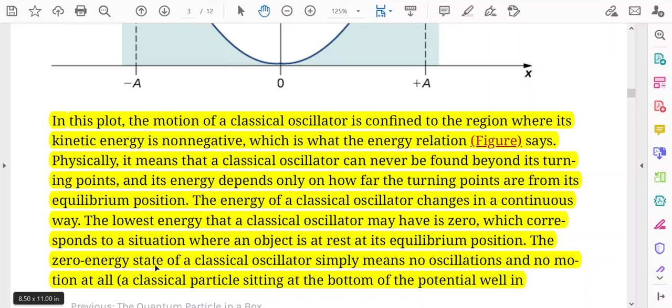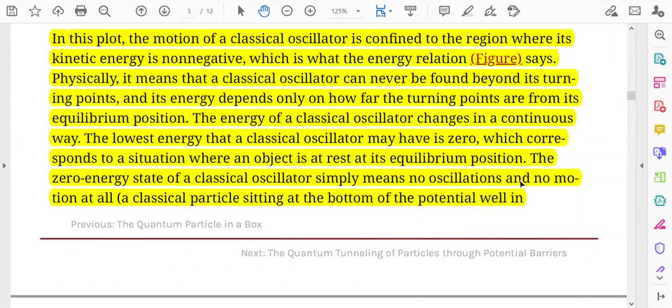The zero energy state of a classical oscillator simply means no oscillation and no motion at all. So these lines are very important.